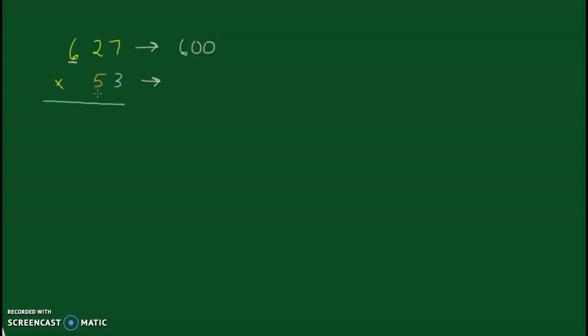For the bottom number, we're going to go to the nearest 10. So it's between 50 or 60. And 3 is also less than 4, so the 5 is going to stay the same. So 53 rounds to 50. So now we have 600 times 50. There are 3 zeros, and then 6 times 5 is 30. So our estimate is 30,000.